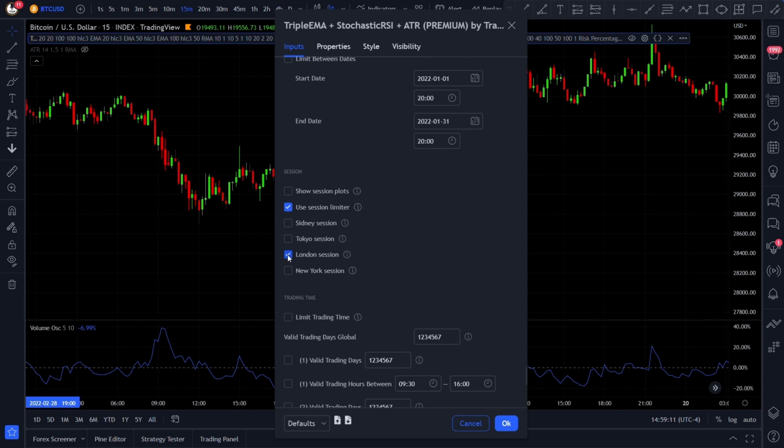Another use of the Sessions Limiter is when you found out that, for example, the Sydney session is the only session in which the strategy loses money. Then you can tick every session except the Sydney session. This way the strategy will trade in each session except the Sydney.